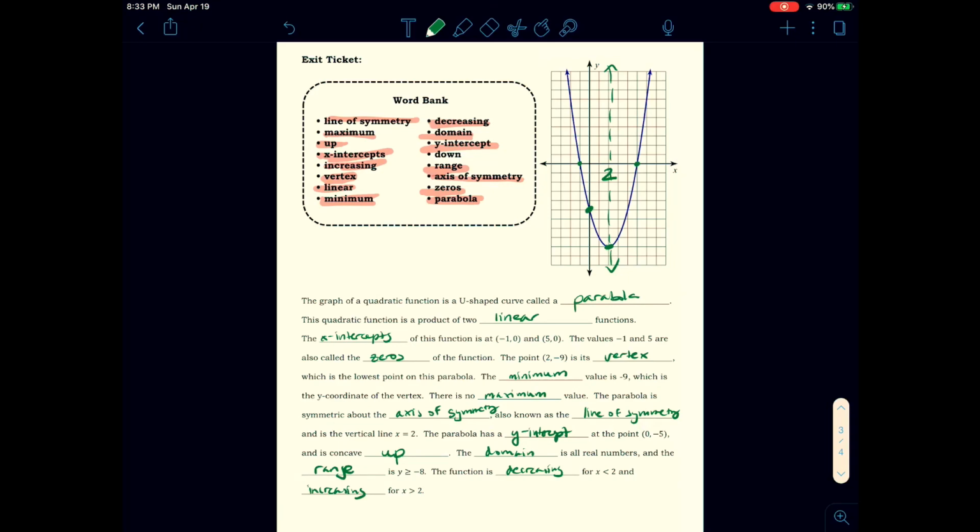Guys, this is day 1 of quadratic functions. Make sure you come back next time when we start looking at quadratic functions in factored form.